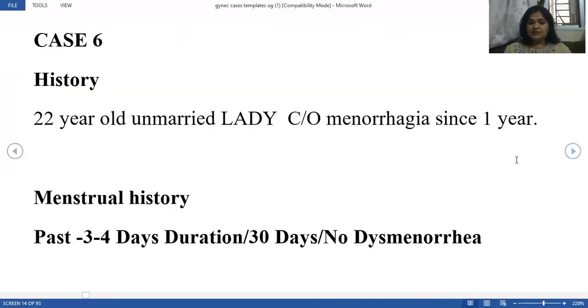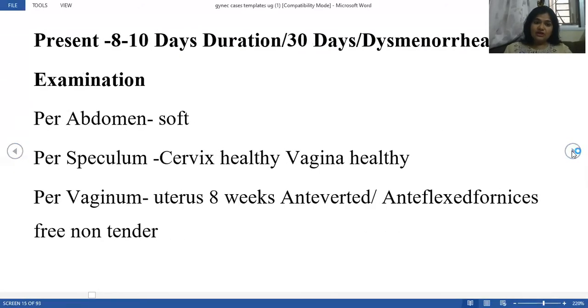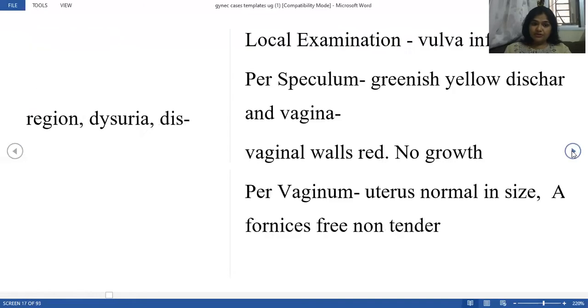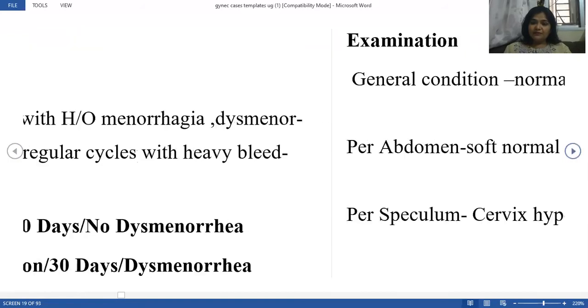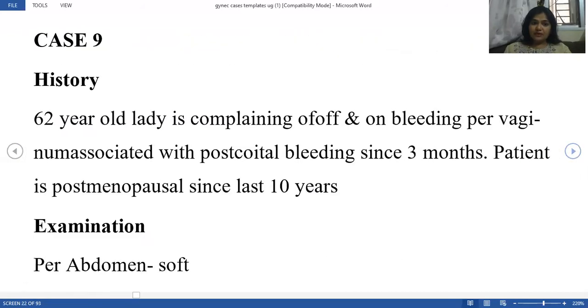So this is another case of an unmarried patient. Though she is unmarried, they have done per speculum and per vaginum examination. So a history of whether she is sexually active or not has to be asked before doing a clinical gynec examination, right? This was another case which we just saw, a 40-year-old having menorrhagia, right?